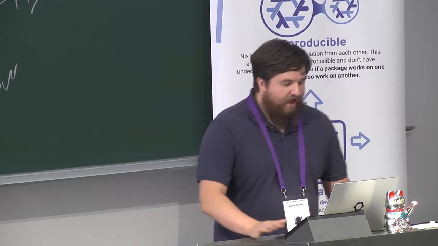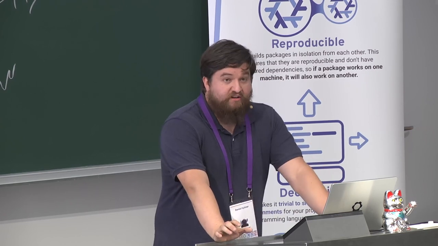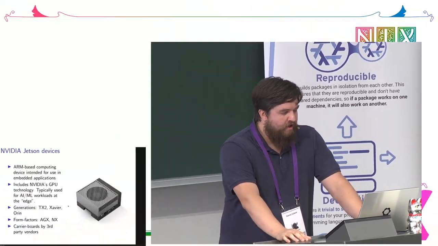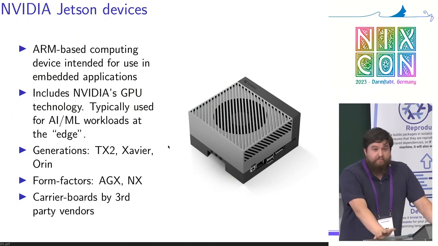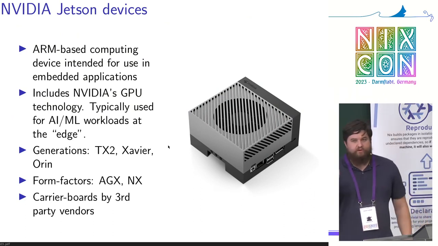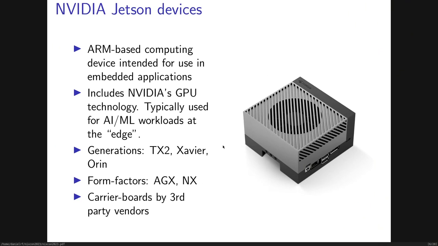And so the example use case I'm going to discuss in this talk are these things called NVIDIA Jetson devices. NVIDIA makes these ARM-based computers that are intended for use in embedded edge IoT type applications. It includes NVIDIA's GPU technology, so you can run AI machine learning type models at the edge. So like CUDA, TensorRT, et cetera. NVIDIA's made multiple generations of these over time and multiple different form factors.